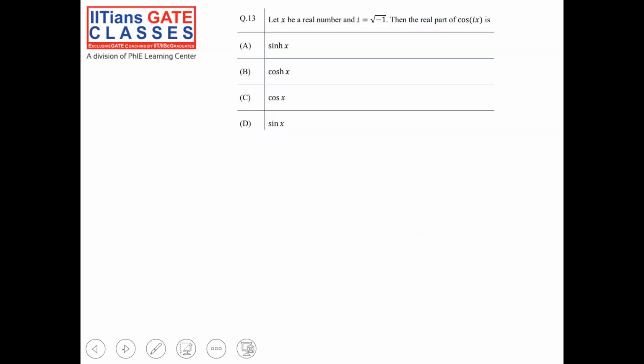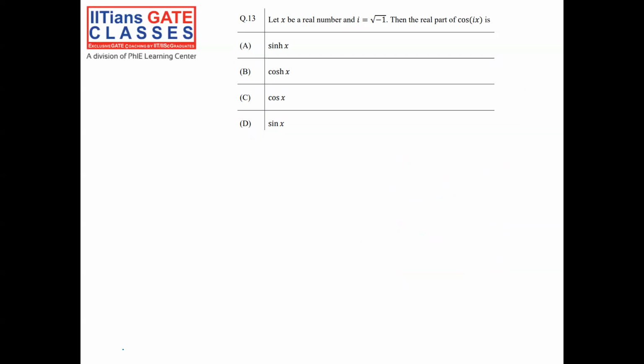Okay, coming towards next question. This question is related to the complex numbers. Let x be a real number and i is represented by under root of -1, then real part of cos of ix is.